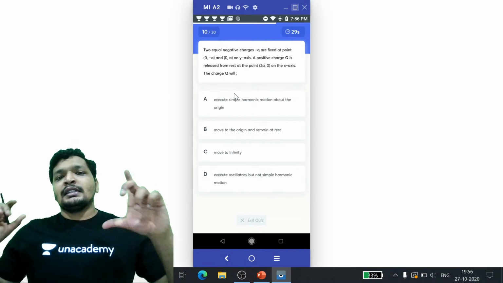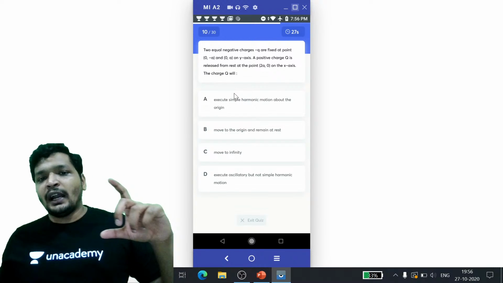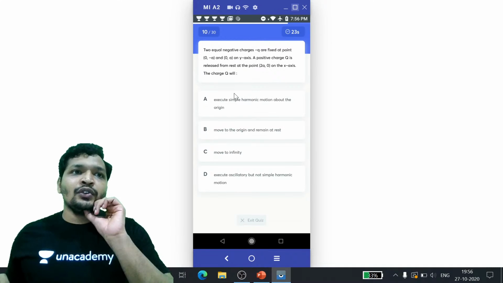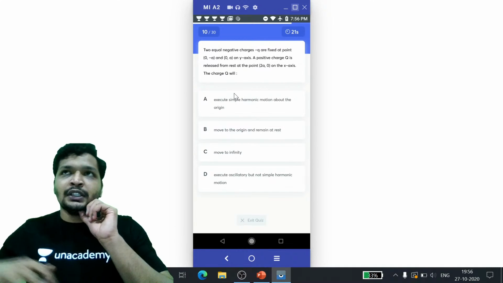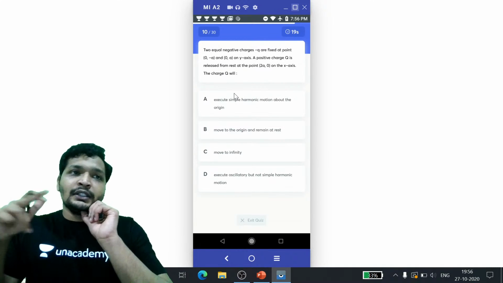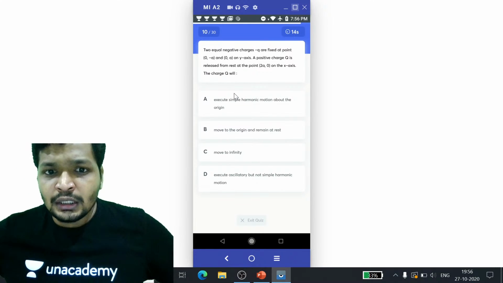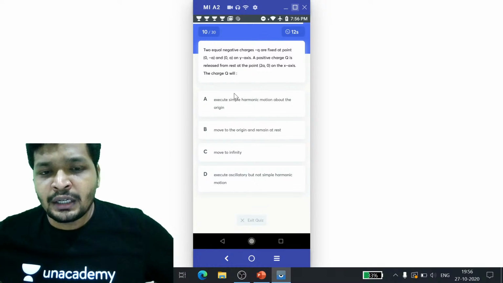So let's say there's a positive charge. This negative charge will be attracting it, and this one will be pulling it this way. So now it will move to the origin and remain at rest.